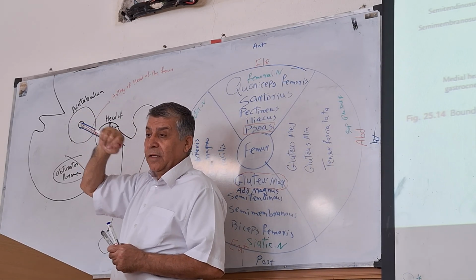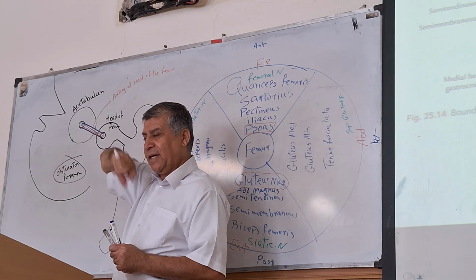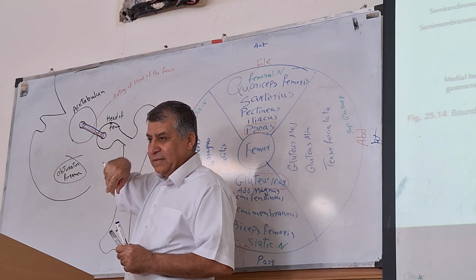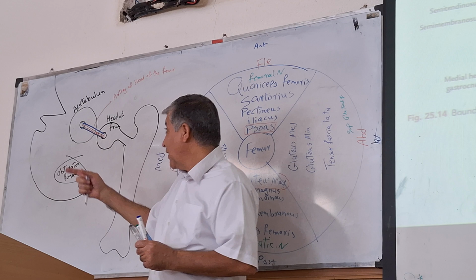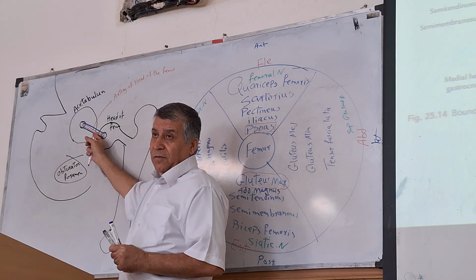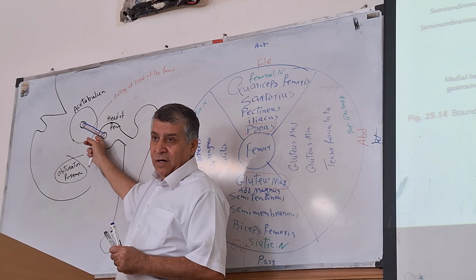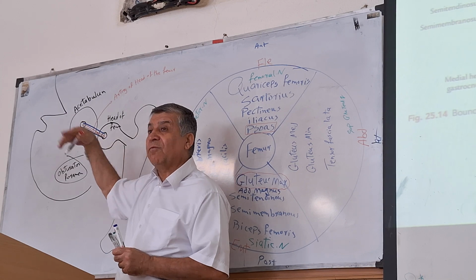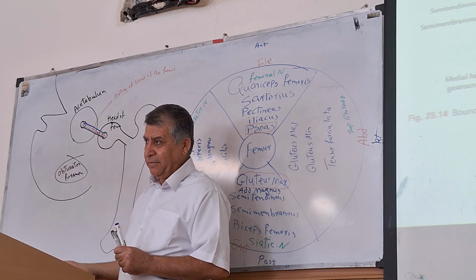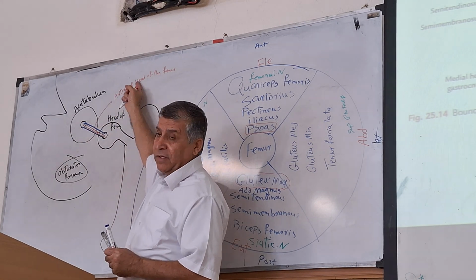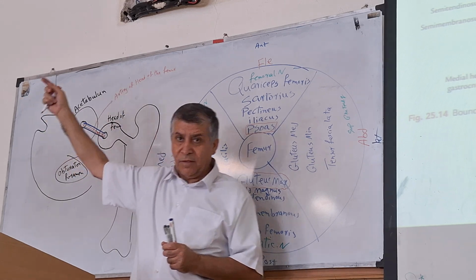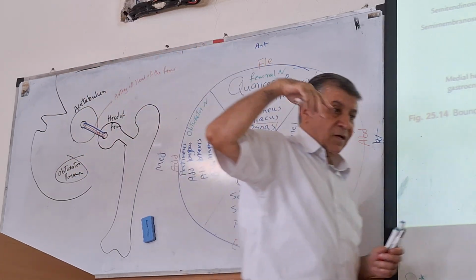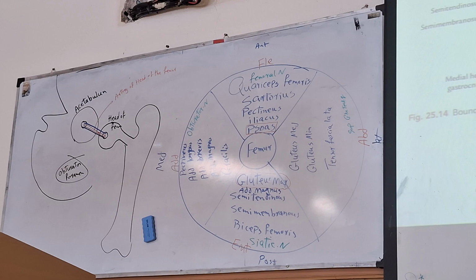Next session, next week, you must answer me: what is the origin of this artery? The artery of the head of the femur is a branch of which artery? Okay?